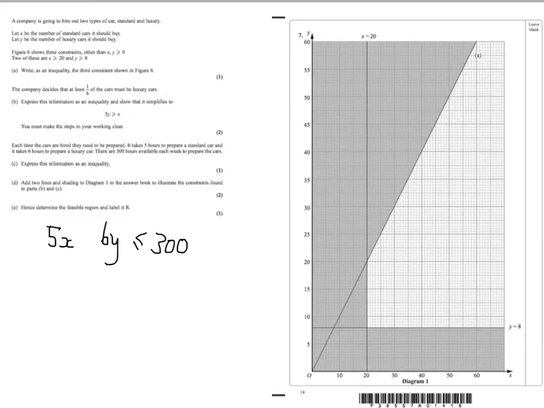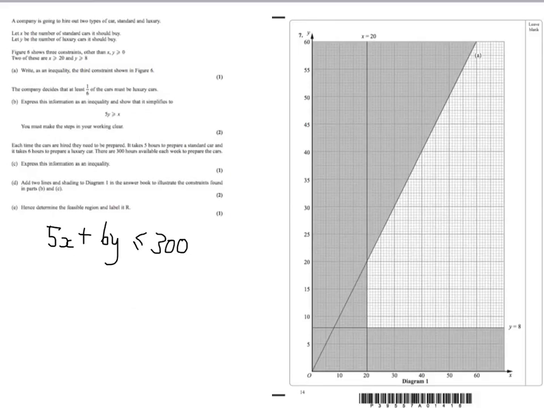And if we want to find the total amount of time, then we've got 5x plus 6y. So that's saying, let's say that we had 10 standard cars and 5 luxury cars, then we do 5 times 10 plus 6 times 5, see if that is less than 300. Only if it's less than 300 is that amount acceptable. So that's that expressed as an inequality.